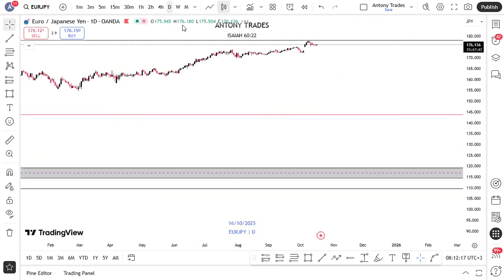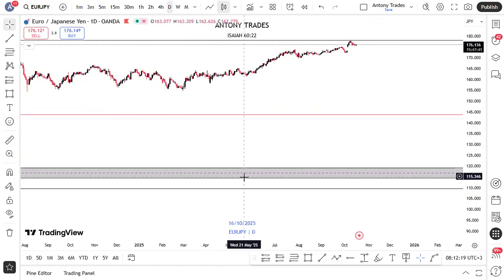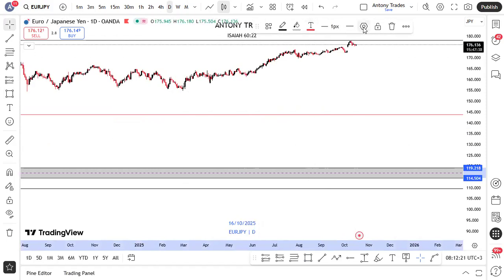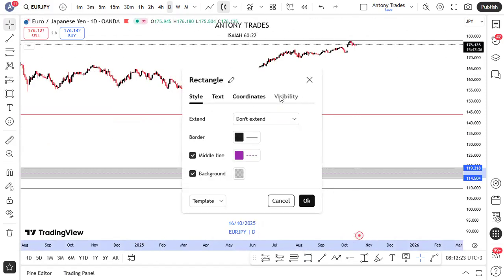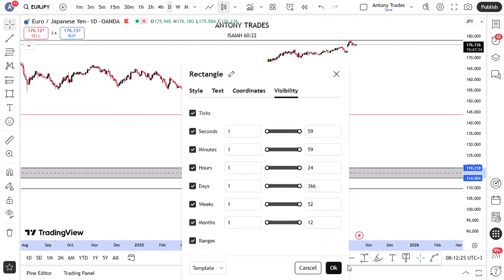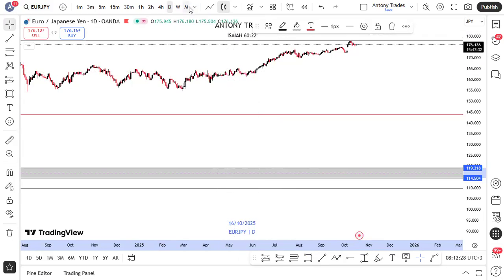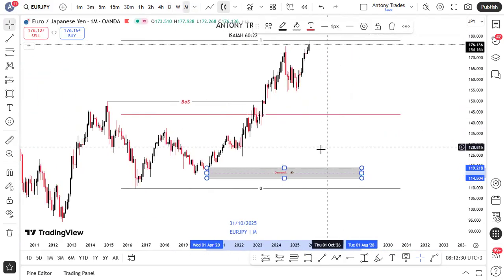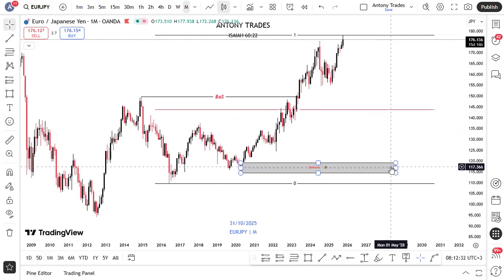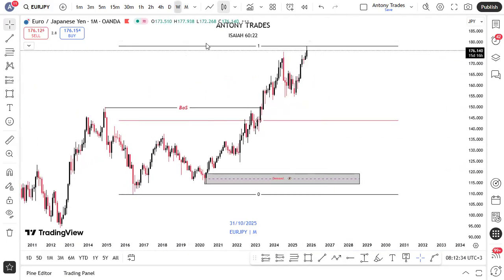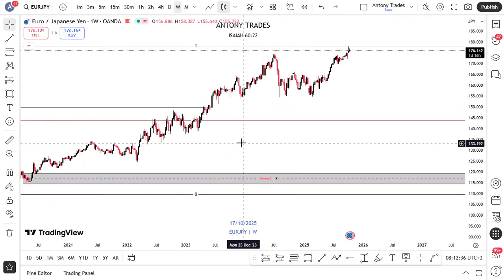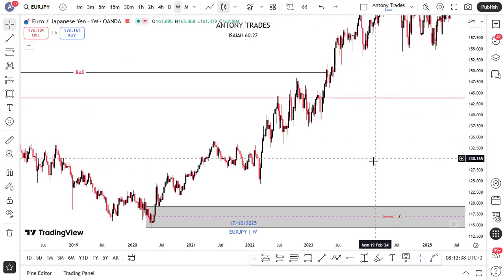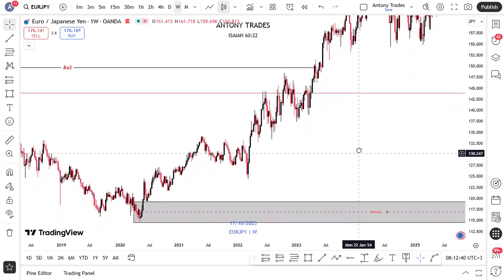Sorry, I think our demand zone is not visible on the monthly. So let me make it visible, monthly like that. We go back. So this is our demand zone down there. Now we can go to the weekly time frame and look for other points of interest.